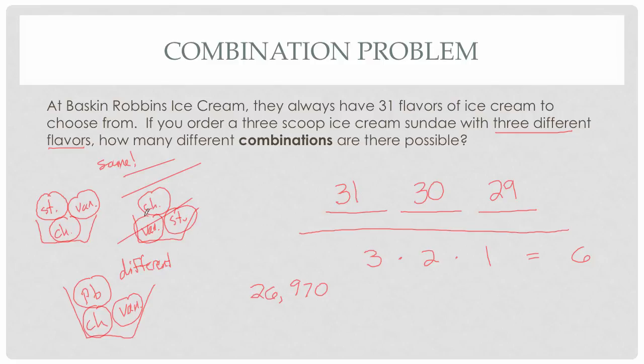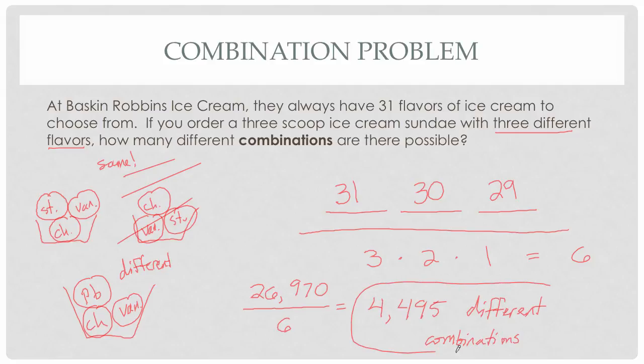But again, in my bowl, I don't care. I want to know how many different combinations. So I'm going to divide out all the ways I can have an arrangement of 3 things. I'm going to divide by 6. And then that'll leave me with how many combinations. So there's really only 4,495 different sundaes, different scoops, different groups of ice cream flavors that I can make. And that would be the answer to this problem. 4,495 different combinations of ice cream.